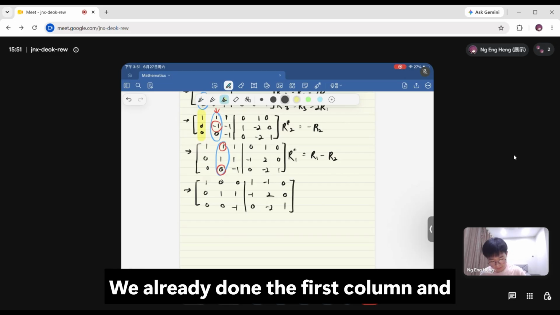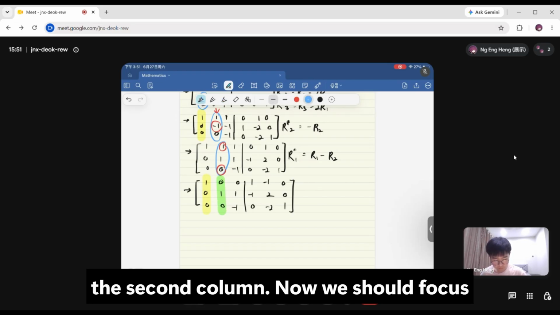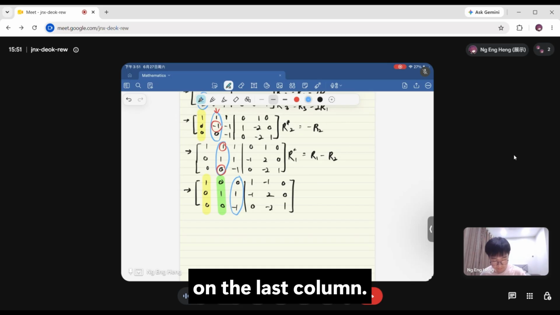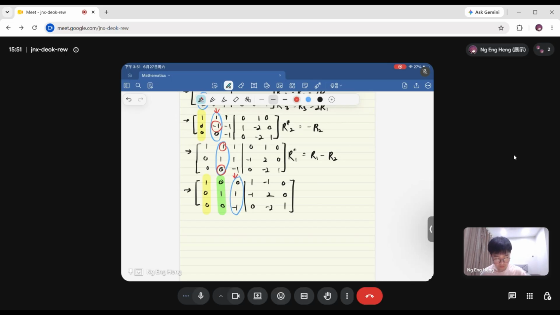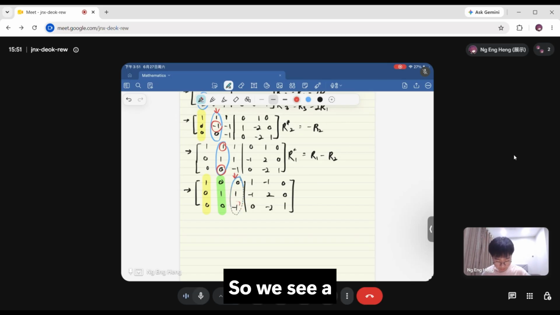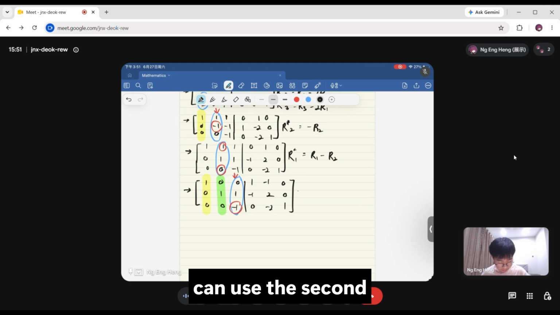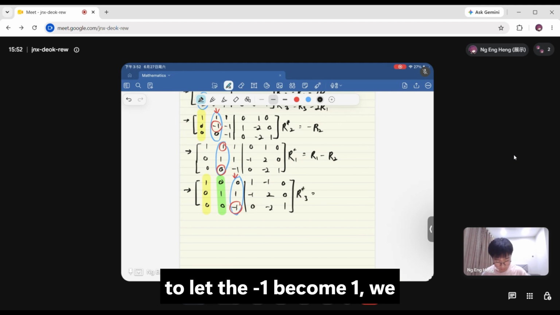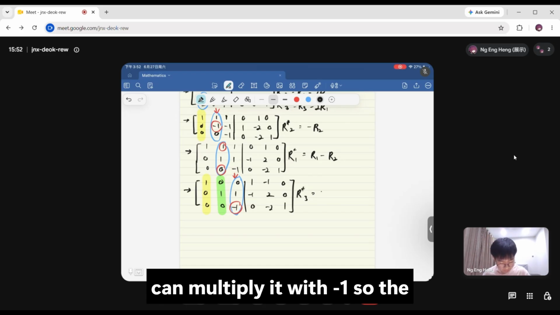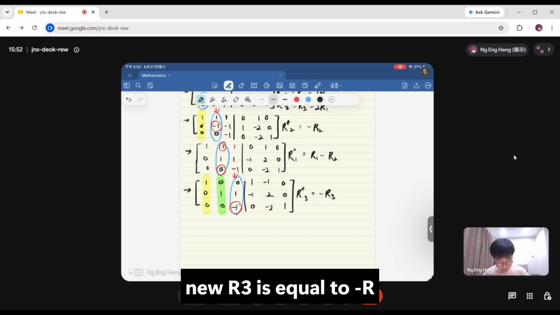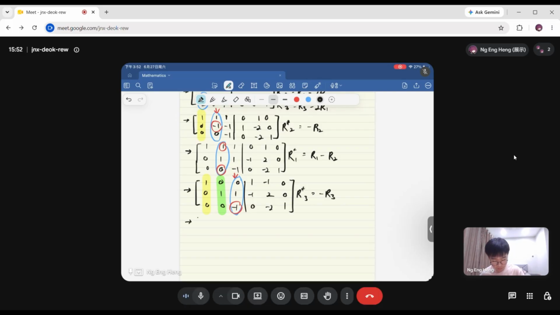Okay, we've already done the first column and the second column. Now we should focus on the last column. So we see a negative 1 here. So we can use the second operation. To let the negative 1 become 1, we can multiply by negative 1. So the new row 3 is equal to negative row 3.